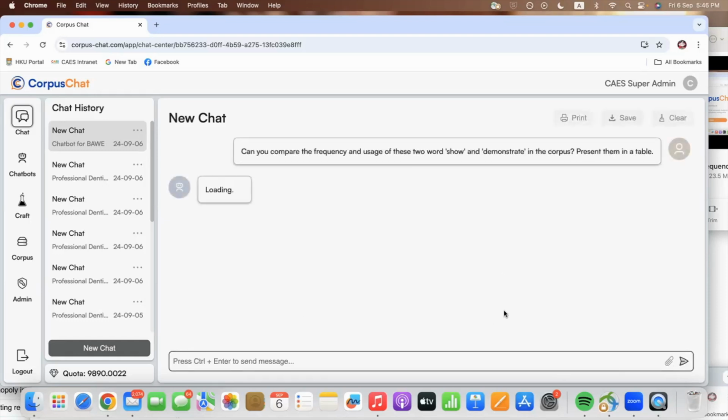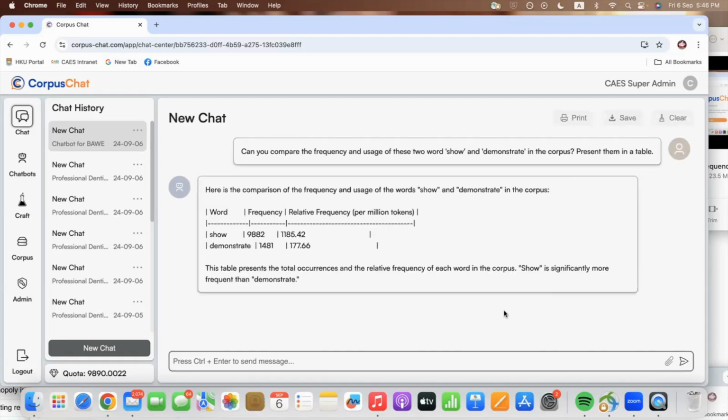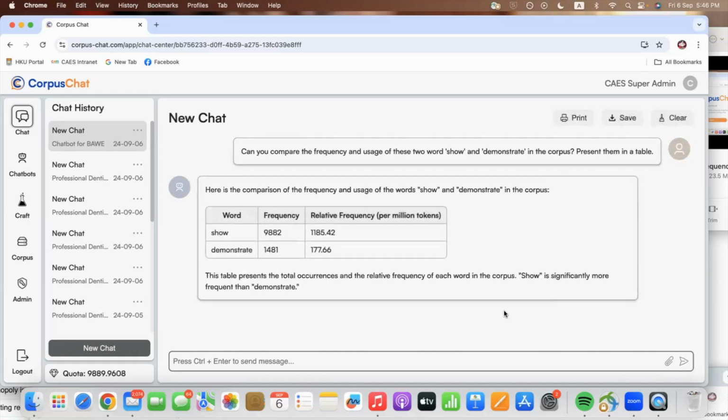Again, it will take you a short while before you can get the answer from AI. This concordance function is very useful so that you don't really need technical knowledge and it will just provide you the answers. Okay, now it will just give you a very simple answer in terms of the usage. It says that show is significantly more frequent than demonstrate. So sometimes in our prompt, you have to be more specific. But at least you get the information about frequency, okay?